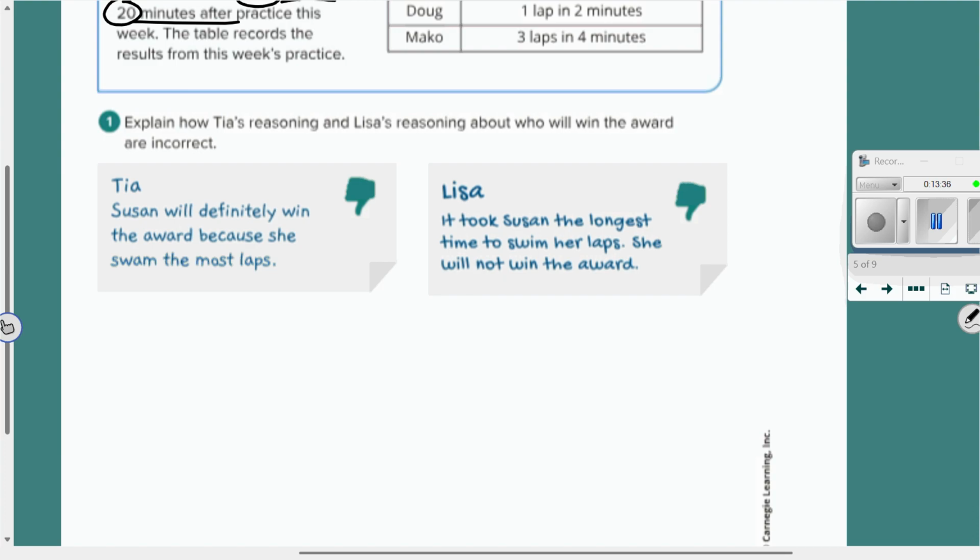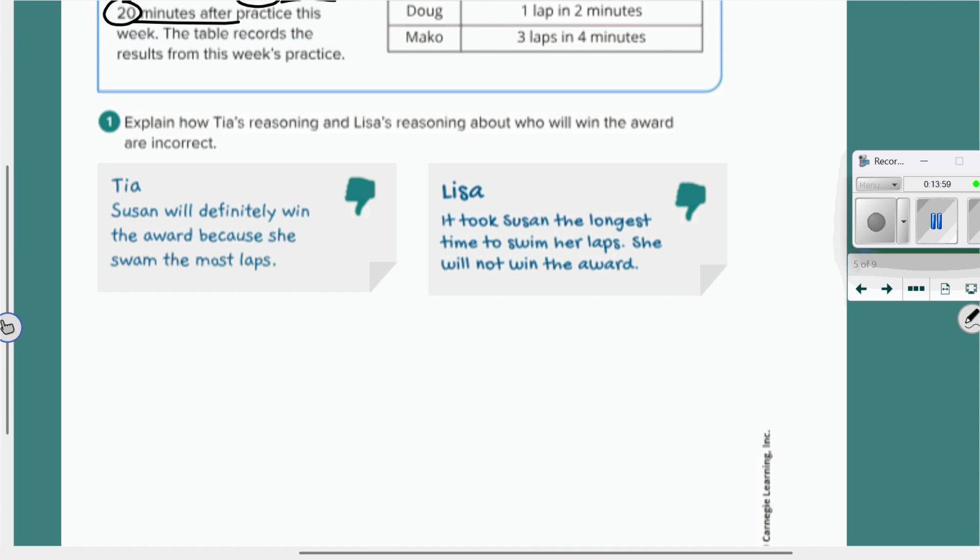And then I want you to actually find out who is going to win the award. And show me mathematically, not guess. So you're answering who is correct, who's not, or are they both right or wrong? And then telling me who will win the award by working it out mathematically. Go for it.